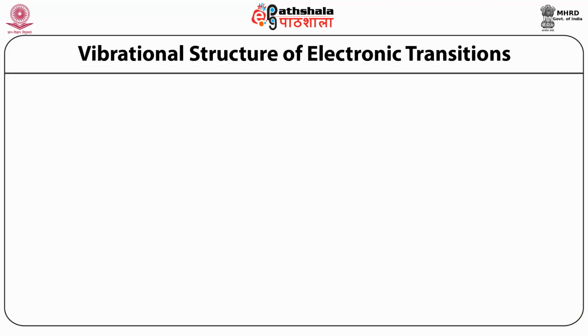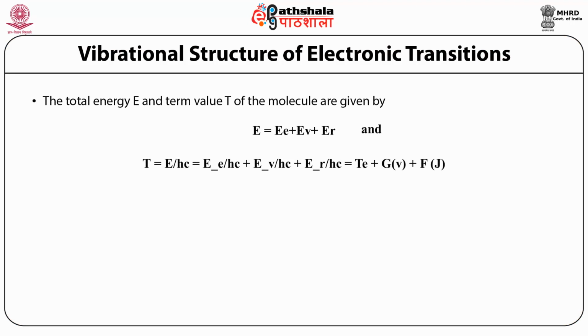Vibrational structure of electronic transition. The total energy E and term value T of the molecule are given by E is equal to Ee plus Ev plus Er, and T is equal to E upon hc plus Ee upon hc plus Ev upon hc plus Er upon hc, which is equal to Te plus G(v) plus F(J).